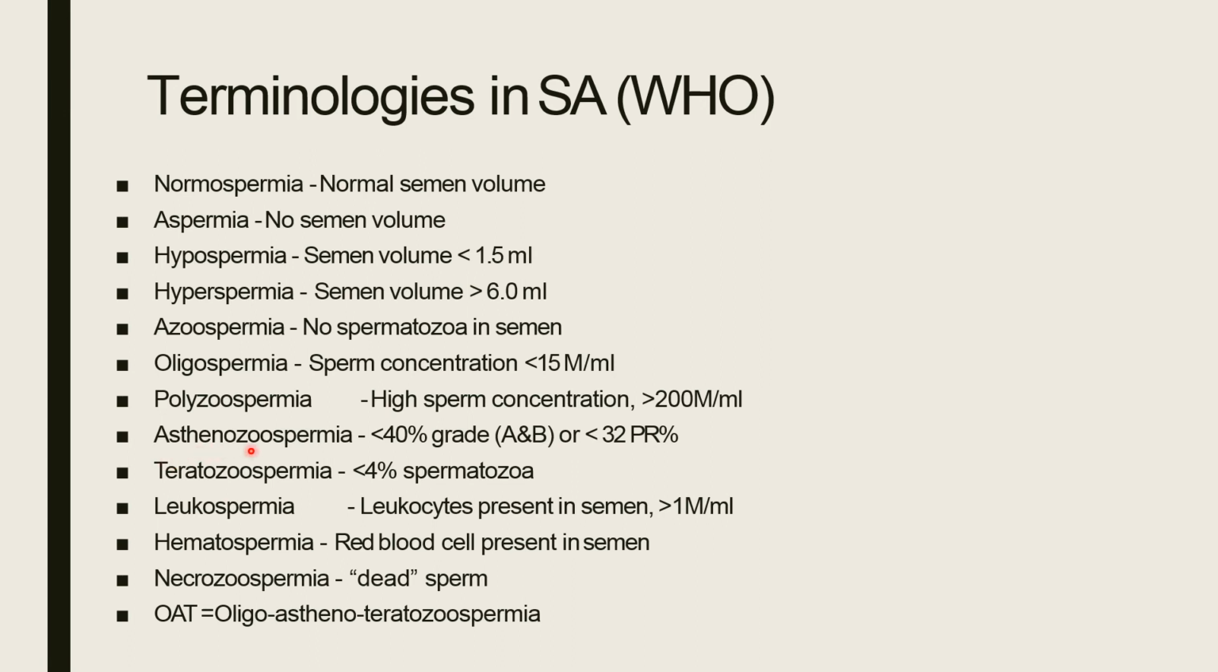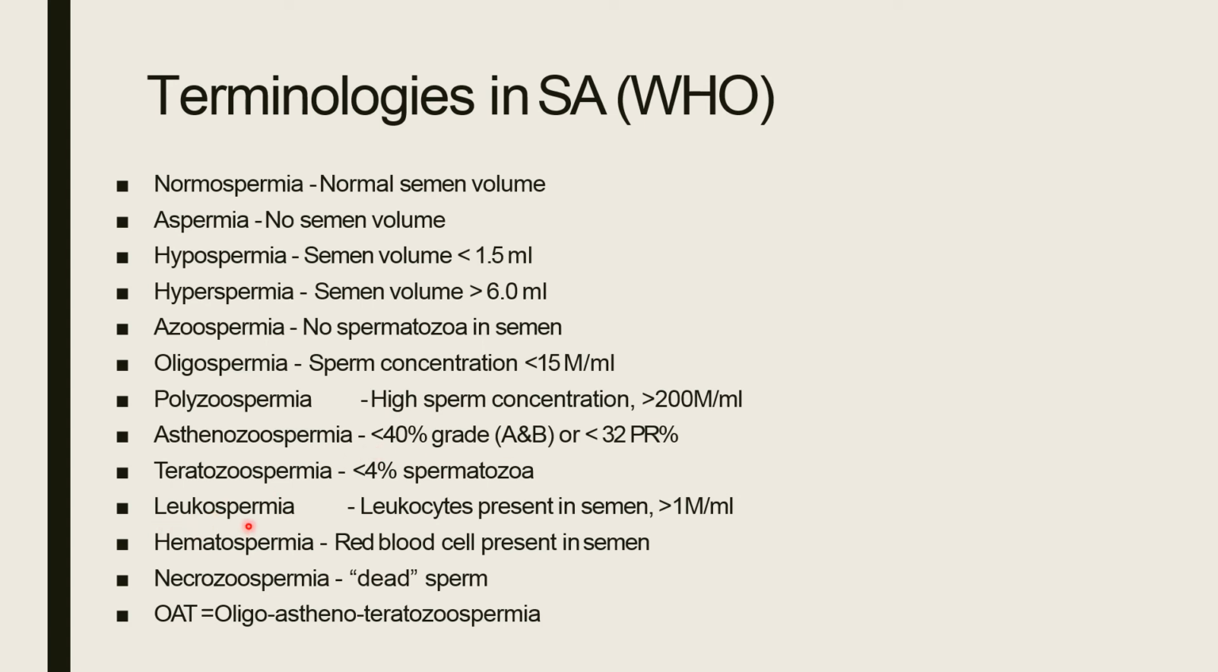Then there could be asthenozoospermia if the motility of the sperms is less than 40%, that is, the progressively motile and the non-progressively motile collectively, or if the progressively motile are less than 32%. There could be a condition called teratozoospermia if less than 4% of the sperms are normal in their morphology. They have normal head, normal tail, and normal flagella.